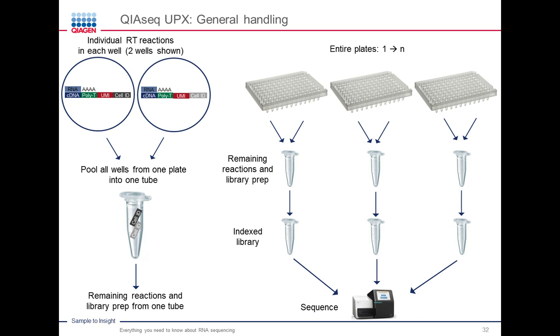Showing this a little bit differently. Take this 96-well plate and look closely at it with a magnifier, and this is an individual well from the plate. So you have your cDNA, you have your poly-T, you have your UMI, and you have your cell ID. And basically, every well, again, has its own unique cell ID. What this enables is that after RT, you put everything in a single tube and perform your remaining reactions and library prep.